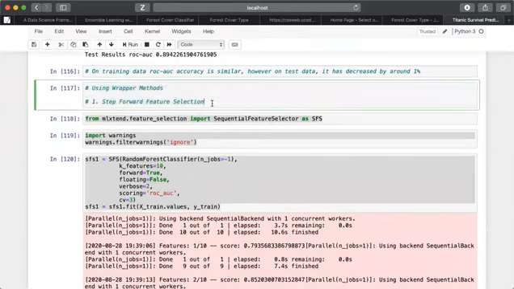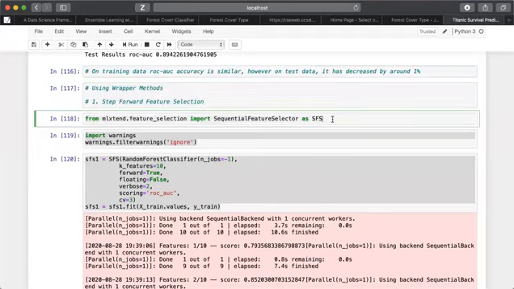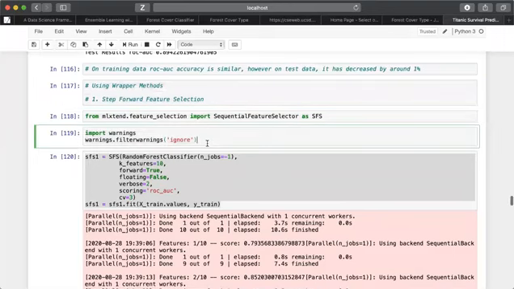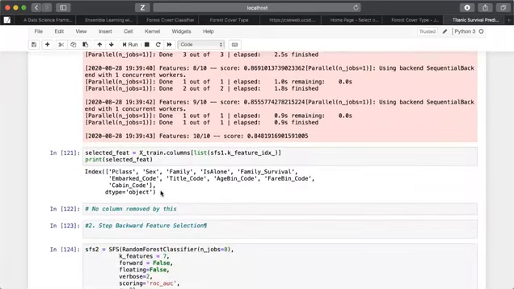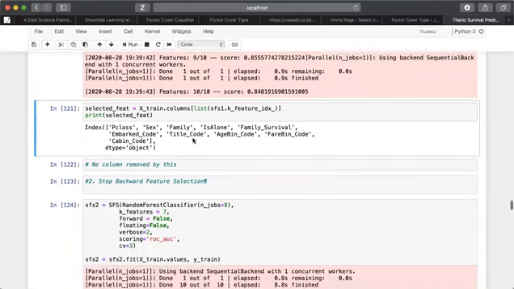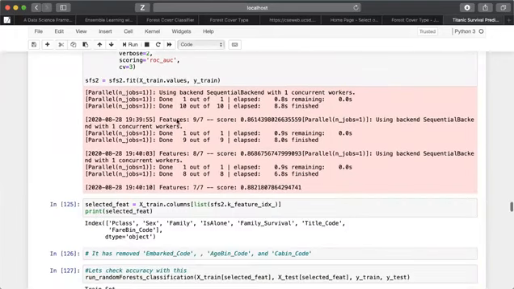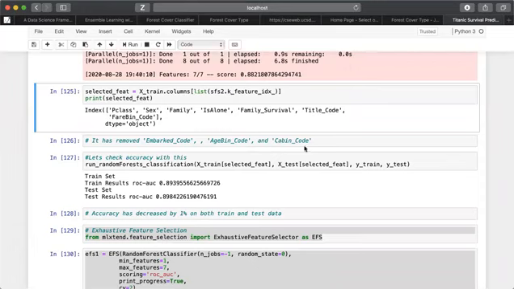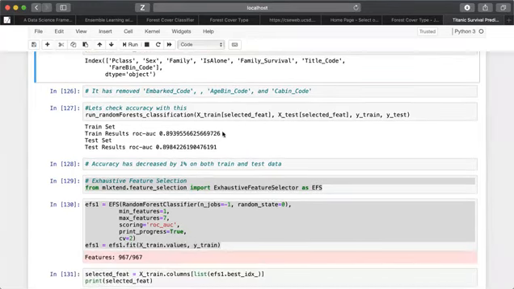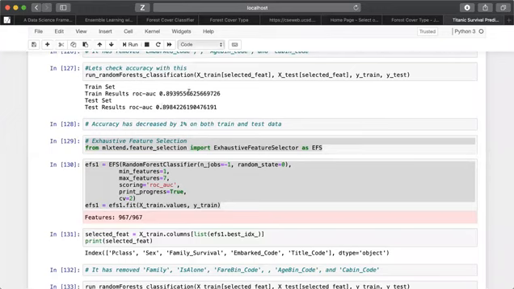The next method is the wrapper method, which has two: step forward and step backward. The step forward I did, and it kept these codes and did not remove any code. Then I did the step backward feature selection. It removed embarked code, age bin code, and cabin code, so it kept around 7 columns and removed 3. Again, to check accuracy after removing these columns, I found that accuracy on both train and test had reduced by around 1%, to 89.3 and 89.8.